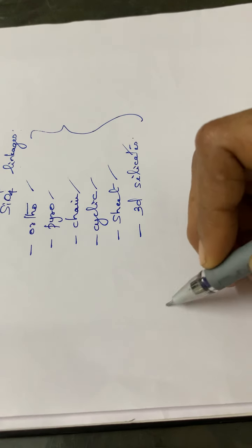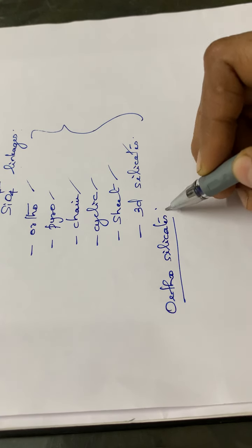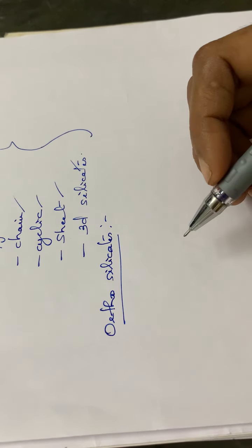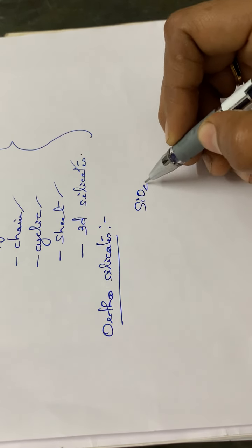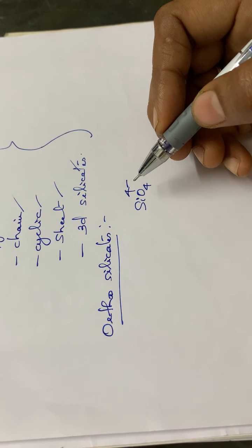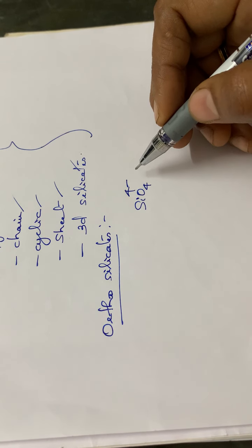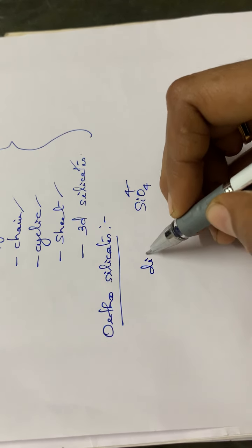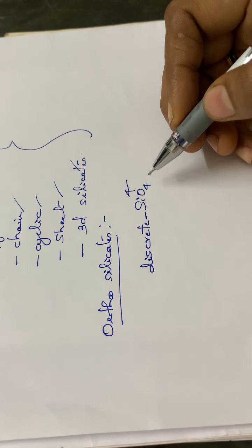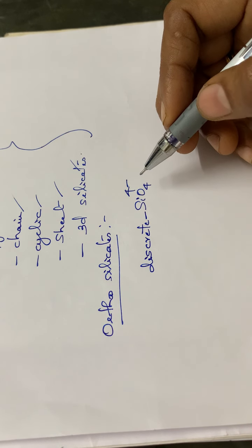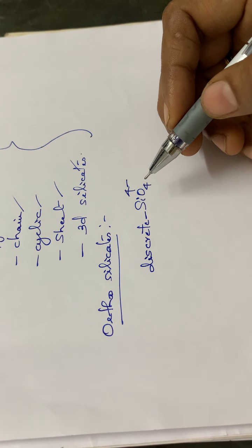So first one is the orthosilicate. In the case of orthosilicates, the SiO4 4- tetrahedra will not be sharing any oxygen atom with another SiO4 unit. That means there will be only discrete SiO4 4- units, one single SiO4 4- unit. The oxygen atoms will not be shared between other tetrahedra.